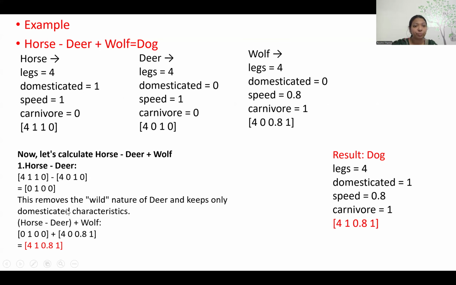So I got a vector here, and when I add the wolf to this, I got a vector value. This vector value is the vector value of dog. Same value: 4, 1, 0.8 and 1. This is the same value I get for dog. So when I do the mathematical operation, I'm getting another value, right? This is what is called word embedding.